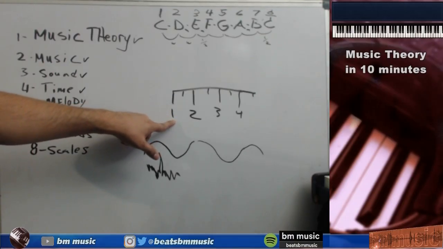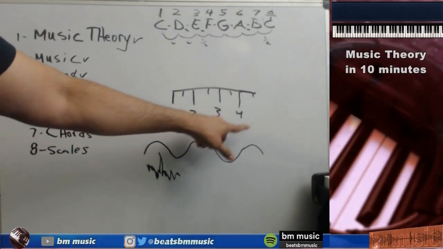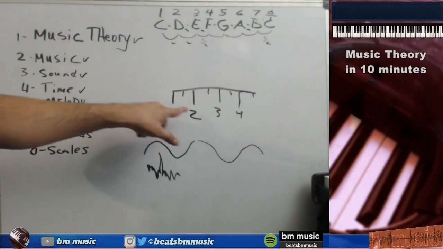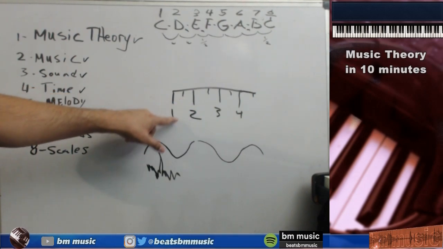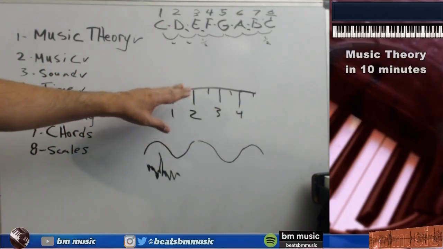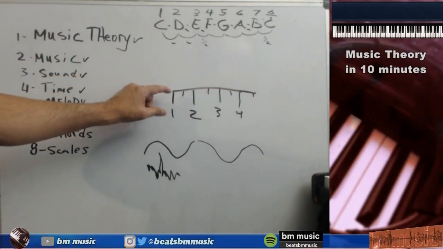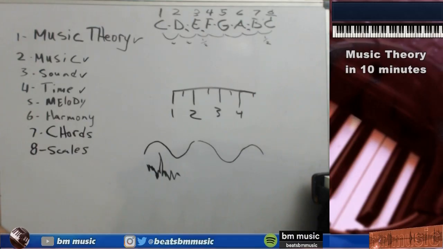This will be the downbeat. 1, 2, 3, 4, the beats, and the counter beat. 1 and 2 and 3 and 4. And everywhere on the ruler of music, you could play sounds. Okay? Now, moving on, melody.